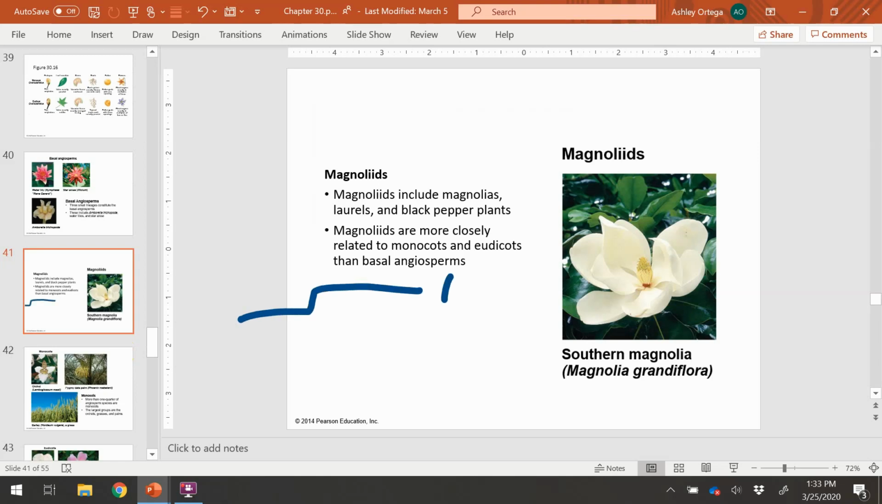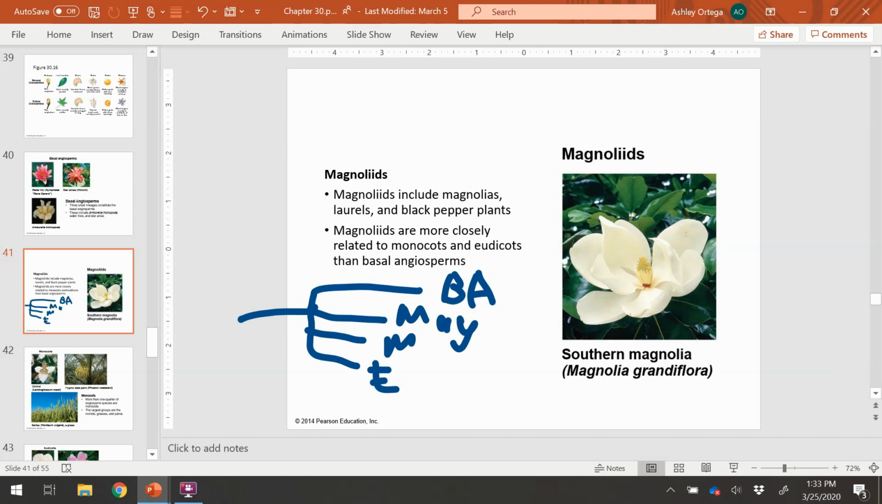So if you're looking at a phylogenetic tree, the tree would have basal angiosperm first. I'm going to just abbreviate that BA, and then the magnoliids, and then the monocots and the eudicots. And so that order itself is not something you necessarily need to know, but it might help in understanding. The basal angiosperms are like the basal taxon, or the outgroup, and then everything else falls below that.